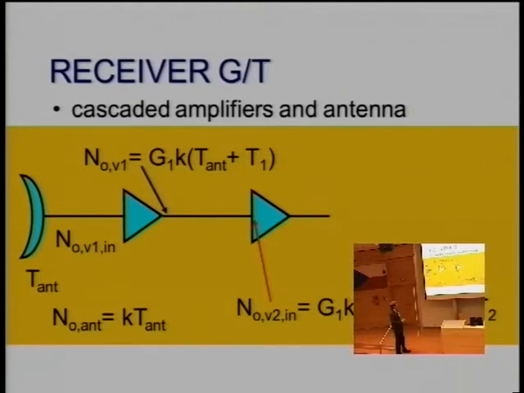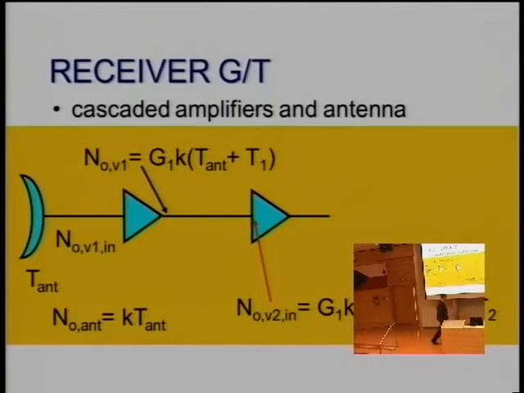At this point would be, as we have seen before, G1 times k (T antenna plus T1). The second amplifier, if we relate it in the same way as we have done before to the input of this, then the noise density at this point would be G1 times k (T antenna plus T1) plus k T2. And when we relate that again to this as a reference point, then we have to divide by G1. And then we have k times (T antenna plus T1) plus k times T2 divided by G1.